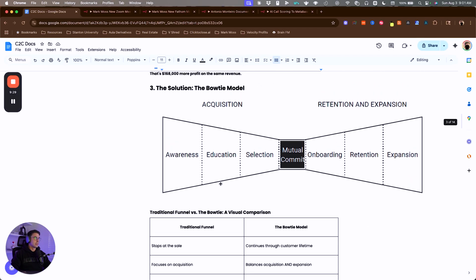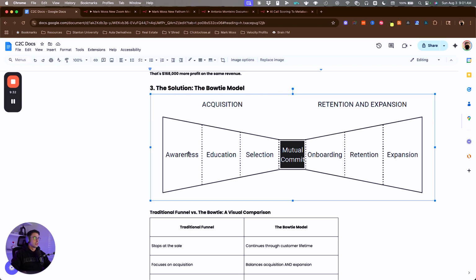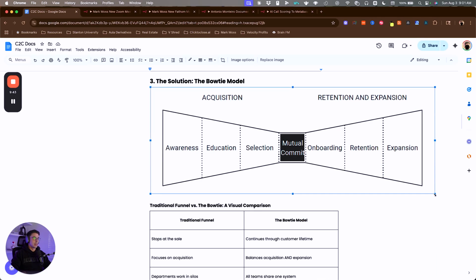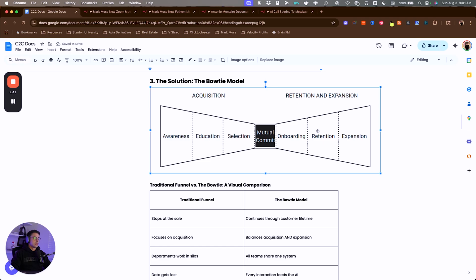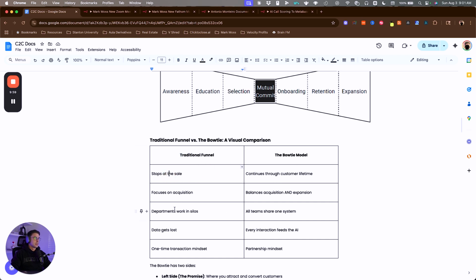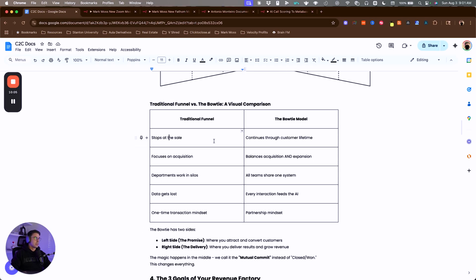And then this is just an overview of the Bowtie. So basically when we compare the traditional funnel, that's how it works. It just stops here at the decision, right? And then here with the Bowtie, there's the acquisition and there's the retention and expansion. Basically, the traditional funnel stops at the sale, whereas the Bowtie continues through the customer lifetime. The traditional funnel focuses on acquisition, and the Bowtie balances acquisition and expansion. In the traditional funnel, departments work in silos, and with the Bowtie all teams share one system. That is very important. The one system, especially for numbers, is super, super key here.